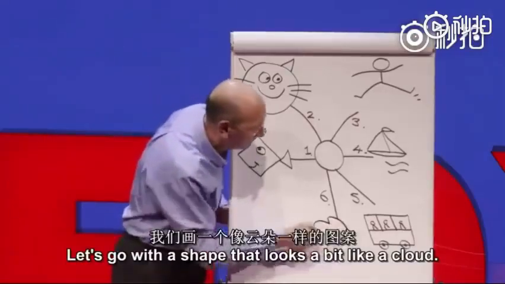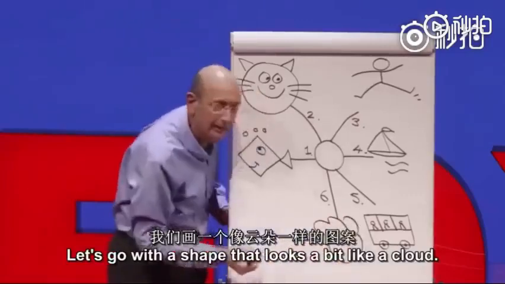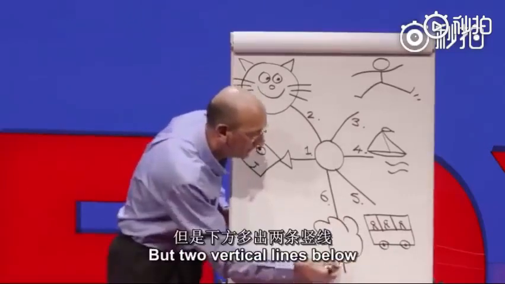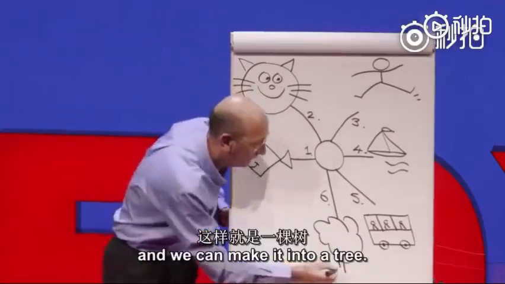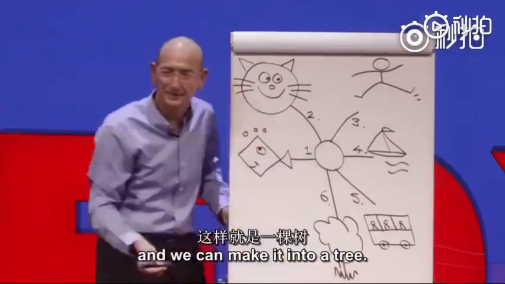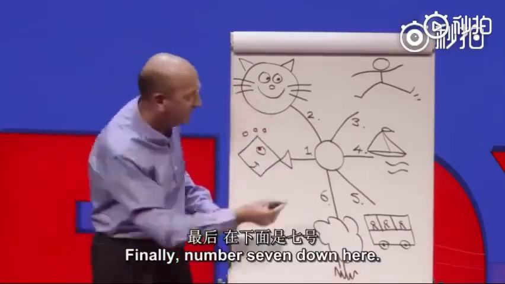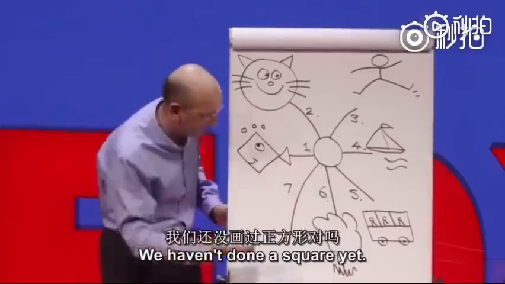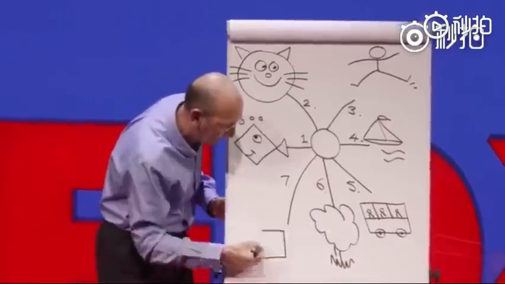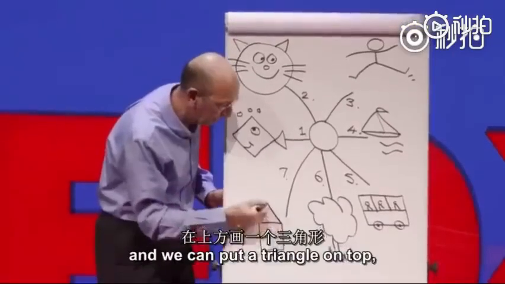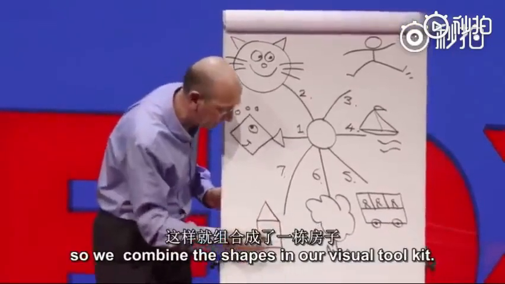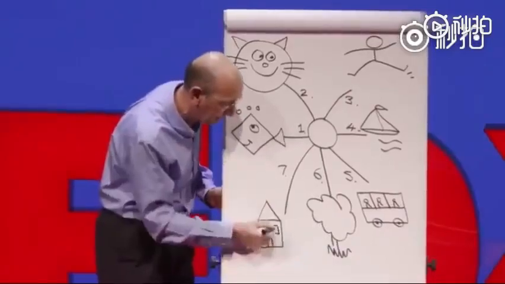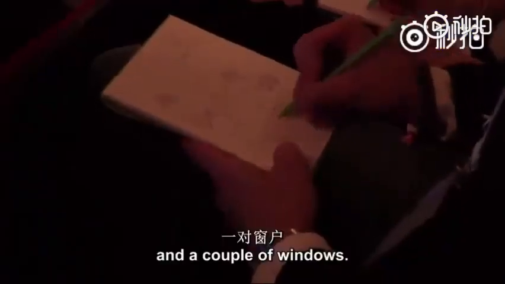Let's go with a shape that looks a bit like a cloud, but 2 vertical lines below, and we can make it into a tree. Finally, number 7, down here. We haven't done a square yet. Let's do a square, and we can put a triangle on top so we can combine the shapes in our visual toolkit, a little door, and a couple of windows.